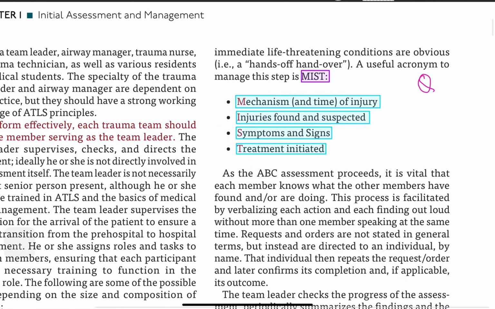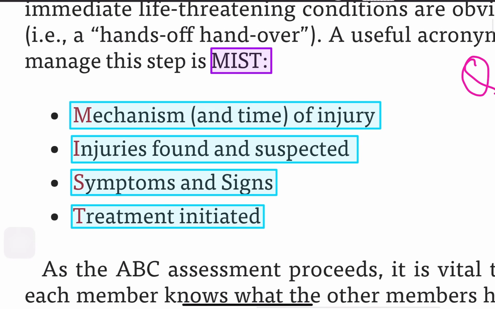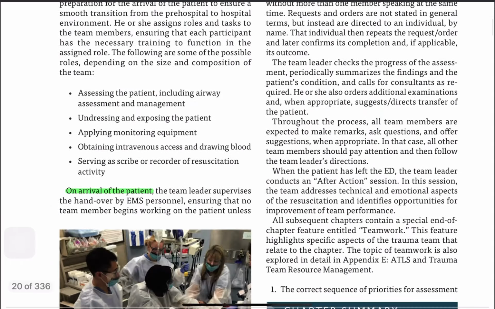When you receive any patient in hospital, you have to follow the MIST. What is MIST? M for mechanism and time of injury, I for injury found and suspected, S for symptoms and signs, T for treatment. But AMPLE is more important than MIST. Remember that, AMPLE has been asked many times.